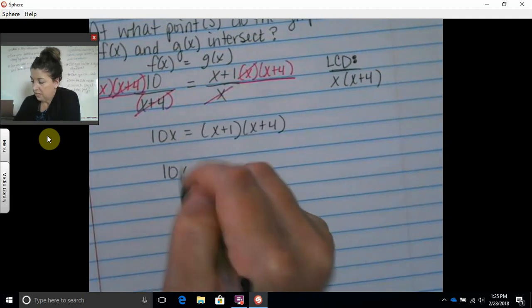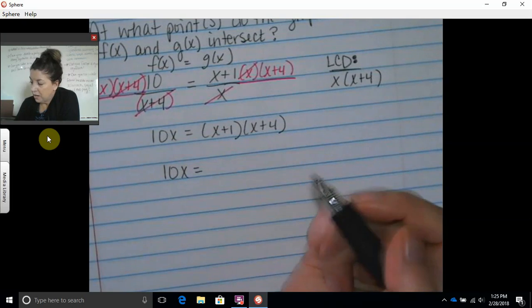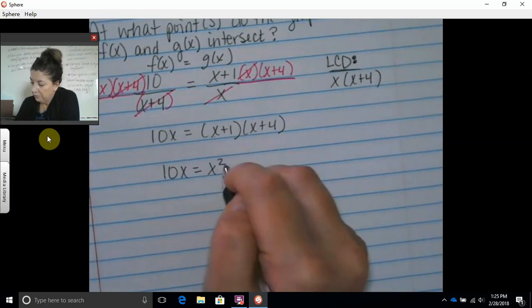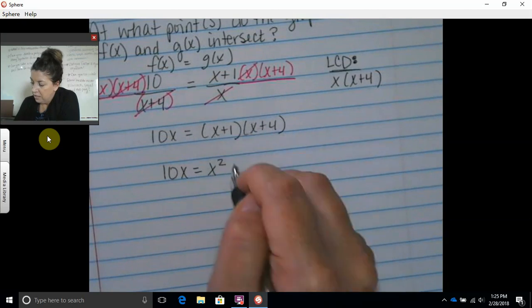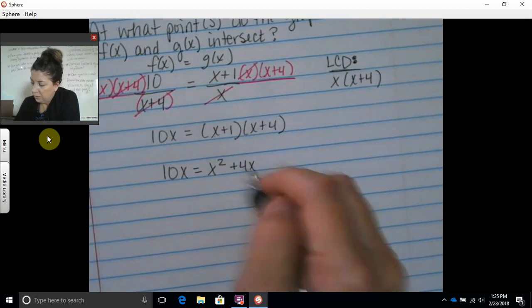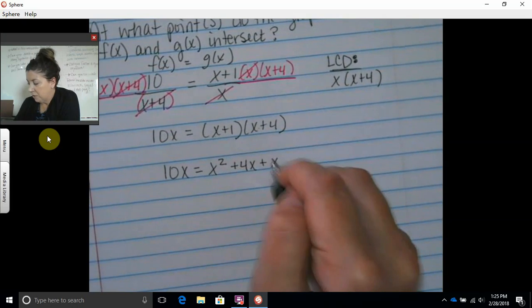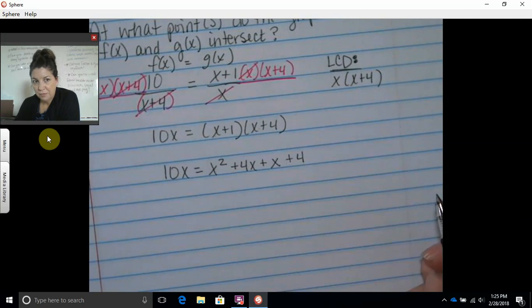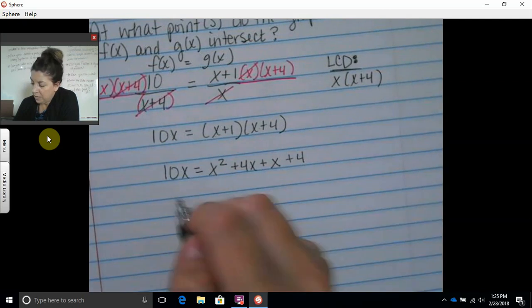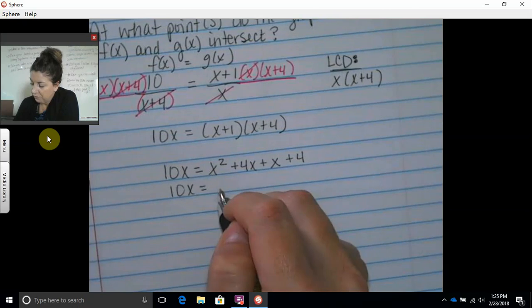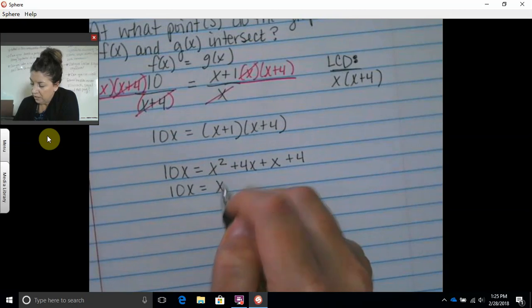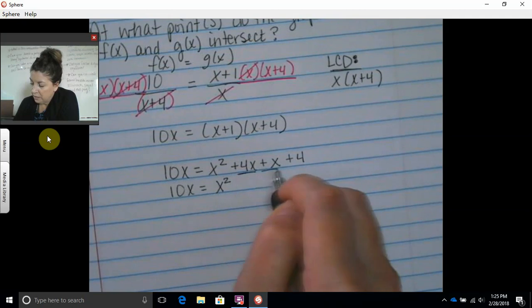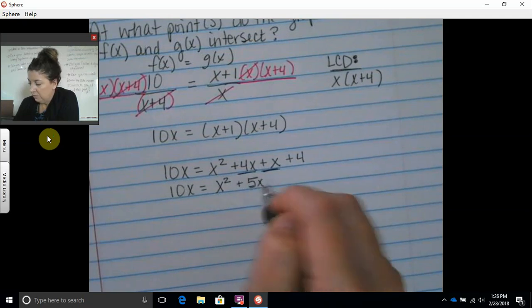On the left side, I'll just bring down 10x for now. Then on the right side, x times x is x squared. X times positive 4 is positive 4x. Positive 1 times x is positive 1x, or just positive x. Positive 1 times 4 is positive 4. Now, before I decide if I want to get it set equal to 0 or try to solve for x, on the right side, there's some like terms I can combine. So I'm going to do that before I start moving stuff over. So I have 10x equals x squared, and then plus 4x and plus x make plus 5x plus 4.